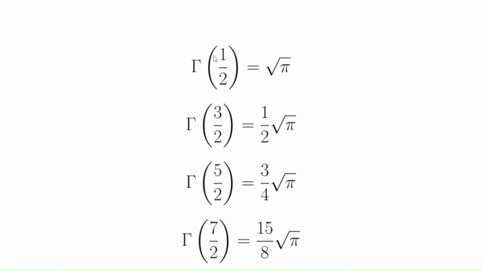In fact, we have nice formulas for gamma of 1/2, gamma of 3 halves, 5 halves, 7 halves. These involve pi. So why is pi getting involved? Well, we'll see in a minute here.